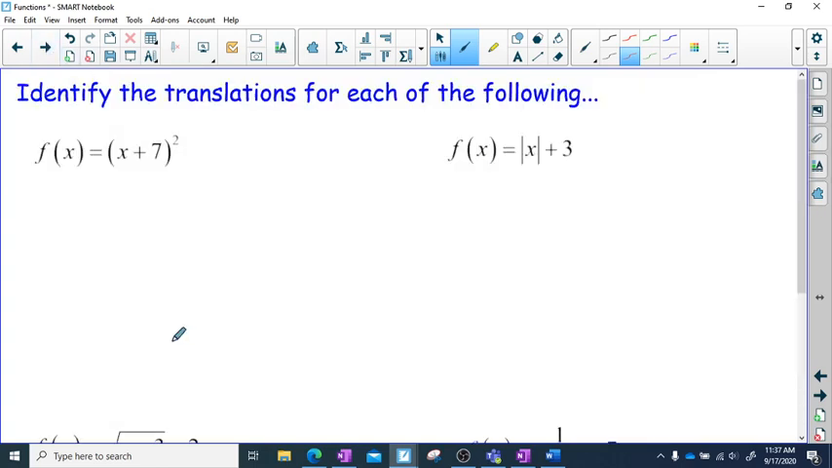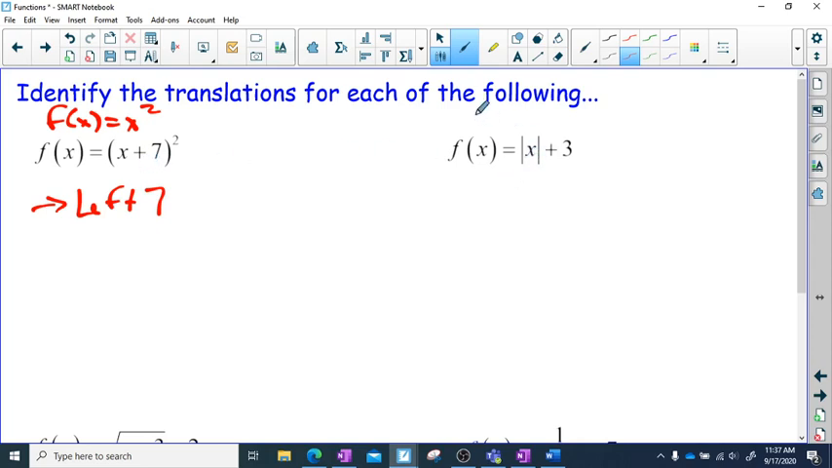So having seen that, if I look at some specific examples, if I looked at this function, you should be able to identify to me what type of translation we're dealing with. This would be a horizontal translation of left 7 because your base function here would have been x squared. Well, x has been replaced with x plus 7. That has an effect of moving the opposite direction of that sign. So this would go left 7.